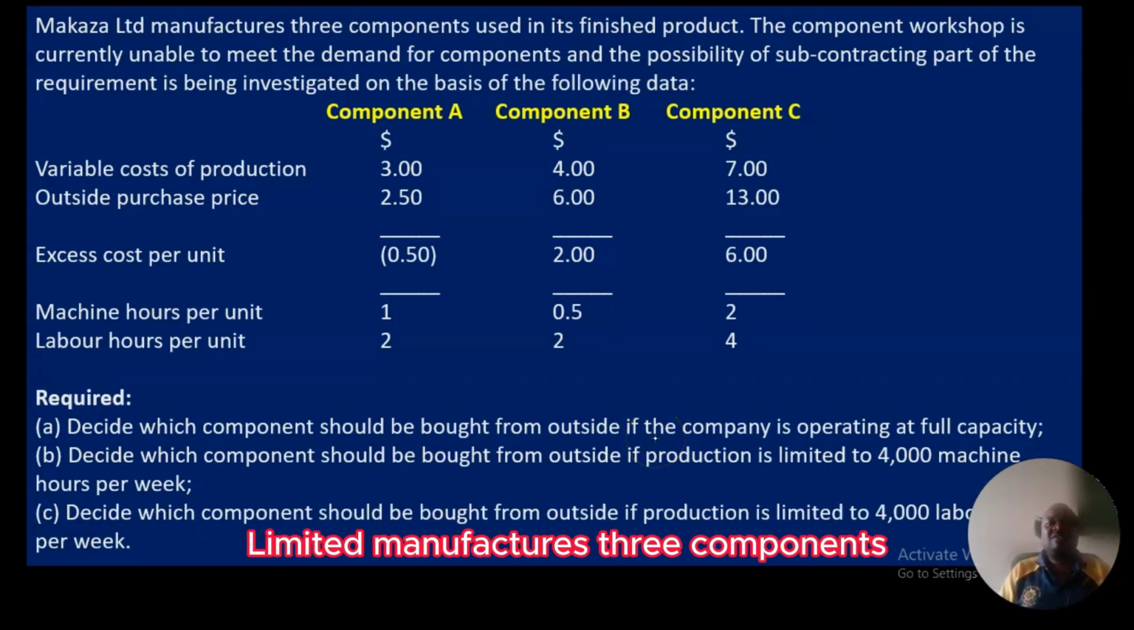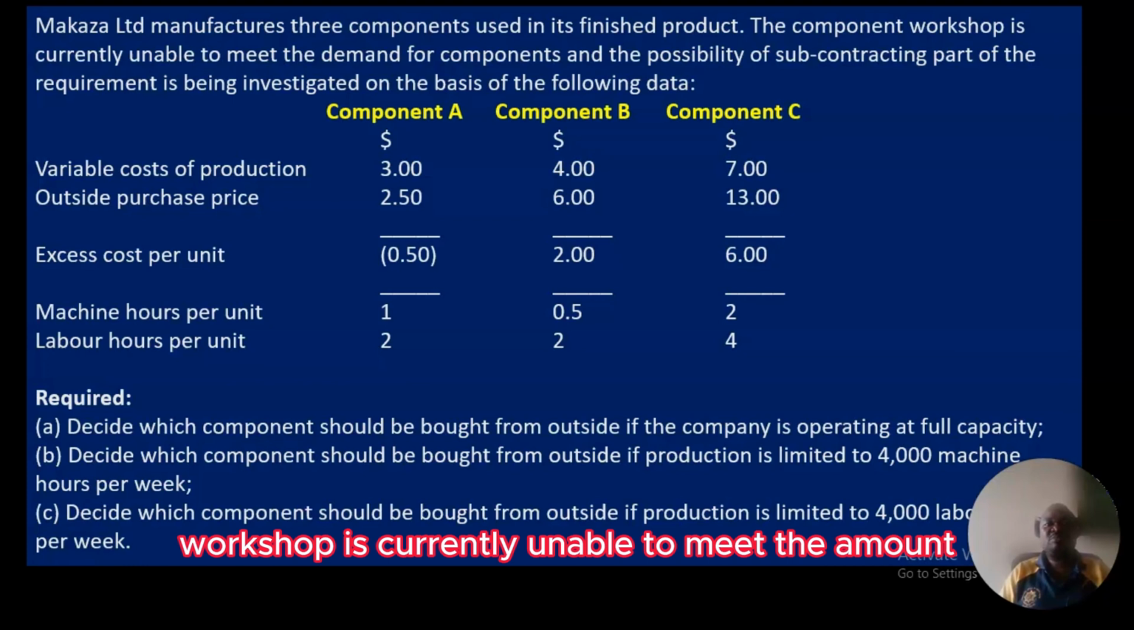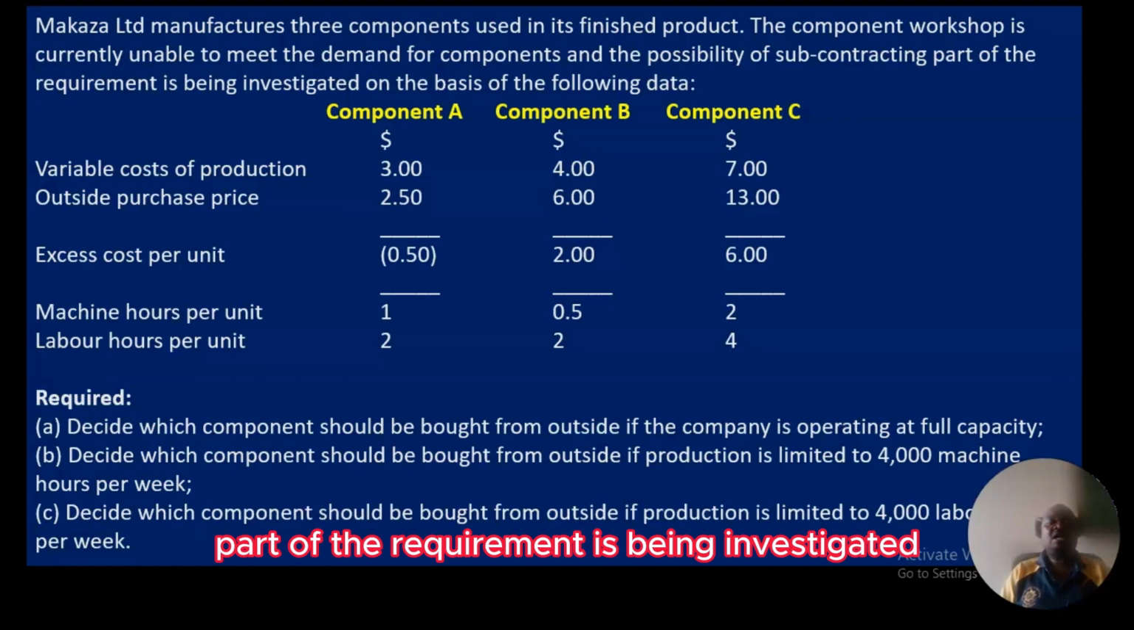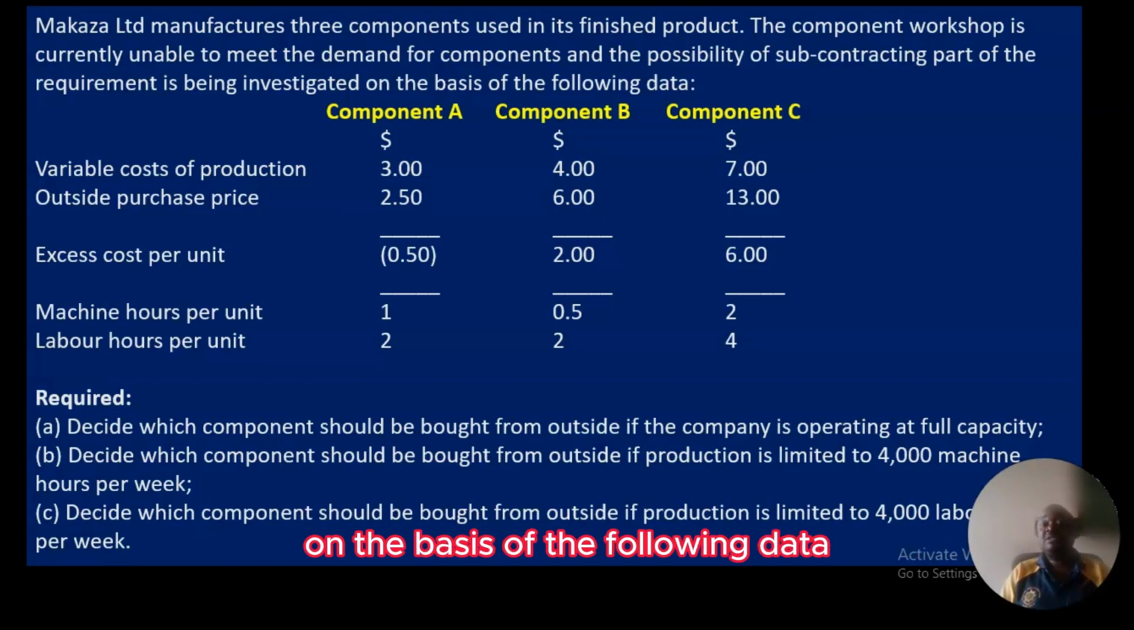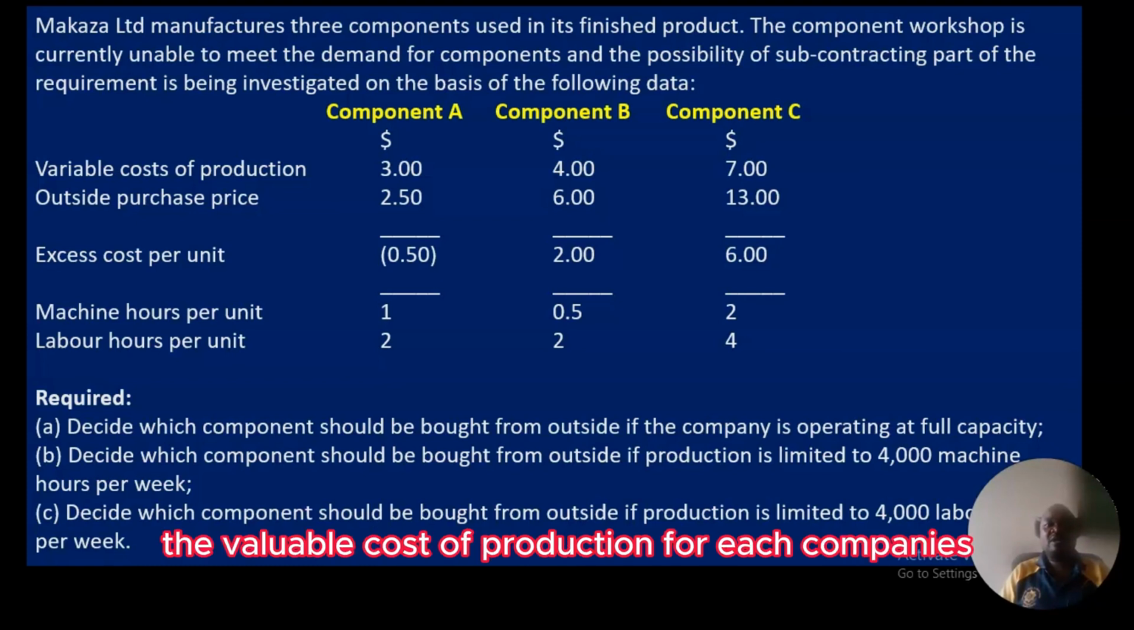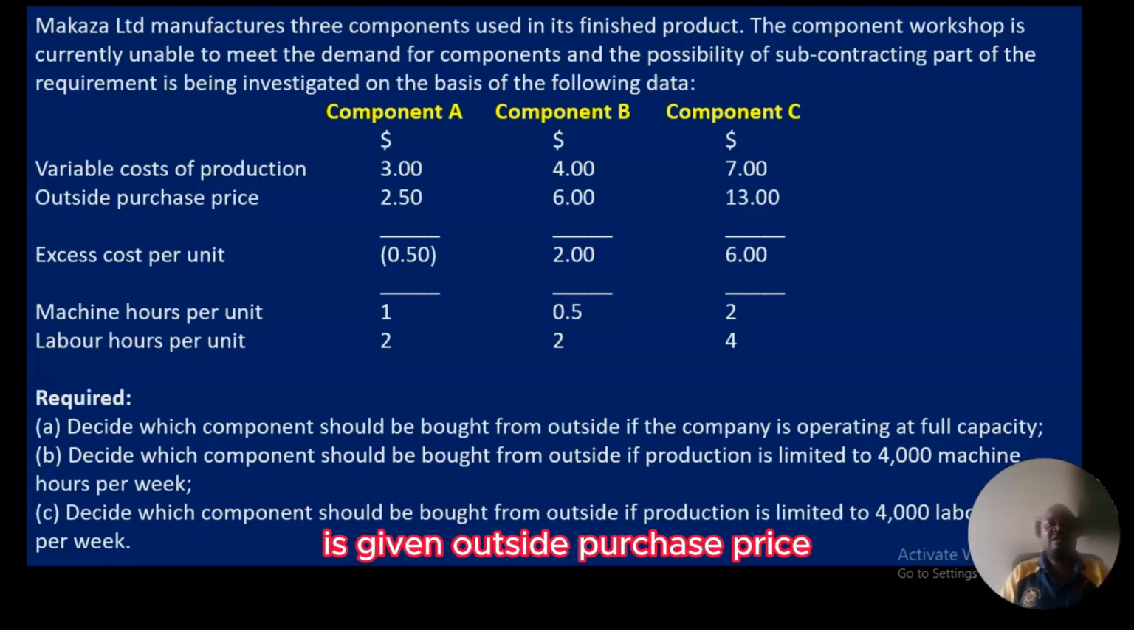Okay, Makasa Limited manufactures 3 components used in its finished product. The component workshop is currently unable to meet the demand for components, and the possibility of subcontracting part of the requirement is being investigated on the basis of the following data. We've got 3 components, A, B, and C. The variable cost of production for each component is given. Outside purchase price is as given again.